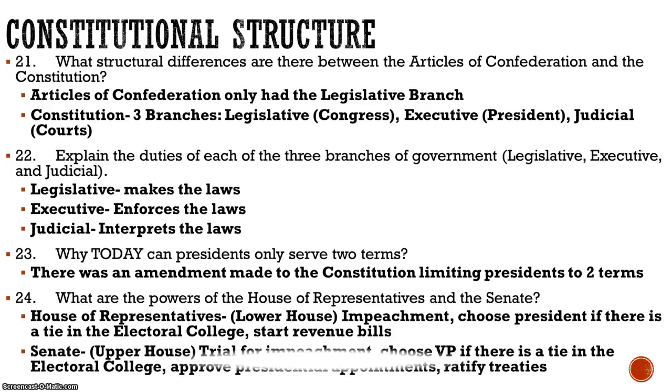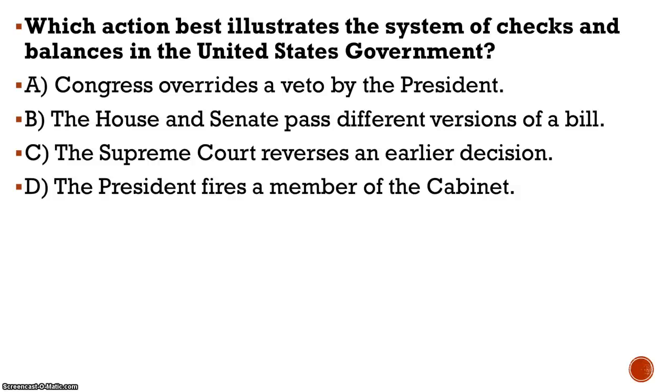And then the Senate, they're considered the upper house. They do the trial. They actually vote on whether or not the person gets kicked out of office. They choose the VP in a tie for the Electoral College. They approve the presidential appointments. So the president's like, I like this guy, and they can either say yes or no. And they ratify the treaties. The president negotiates them, and these guys say yes or no, depending.